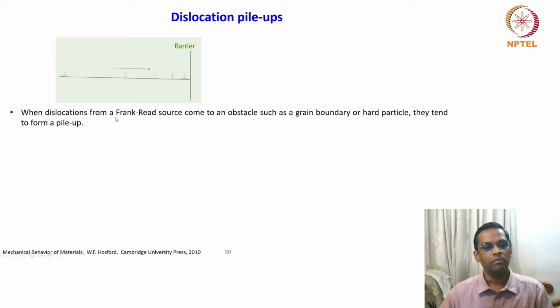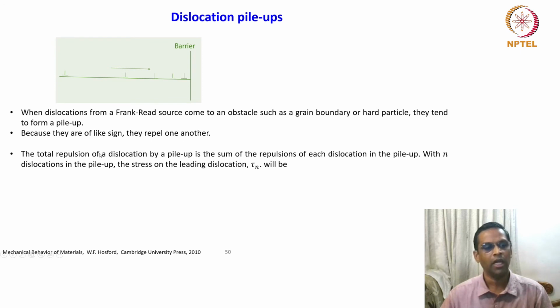When a dislocation from a Frank-Read source comes to an obstacle such as a grain boundary or hard particle, they tend to form a pile-up. Because they are of like sign, they repel one another. So eventually what happens? That's our interest. The total repulsion of the dislocation by the pile-up is the sum of the repulsions of each dislocation in the pile-up. With n dislocations in the pile-up, the stress on the leading dislocation, tau n, will be n times tau. It's a huge force if you add up all of them.